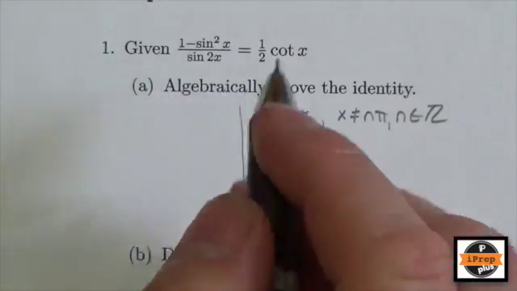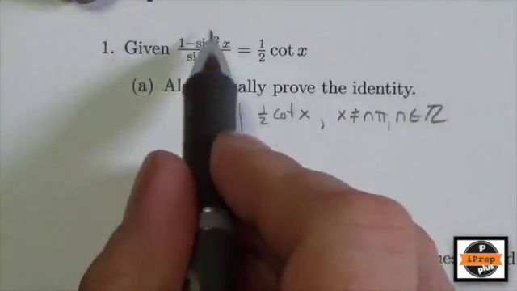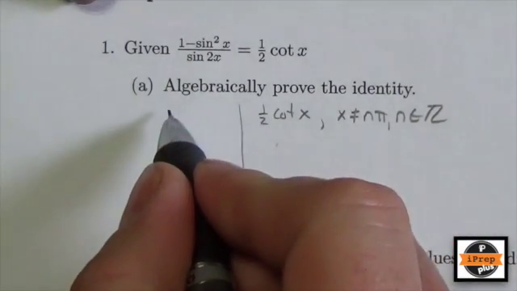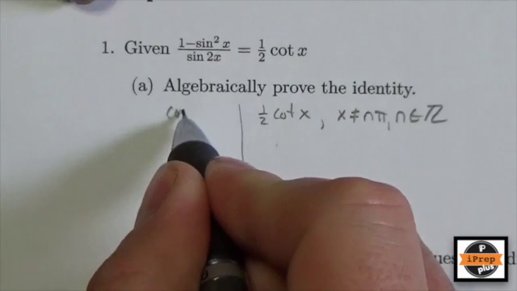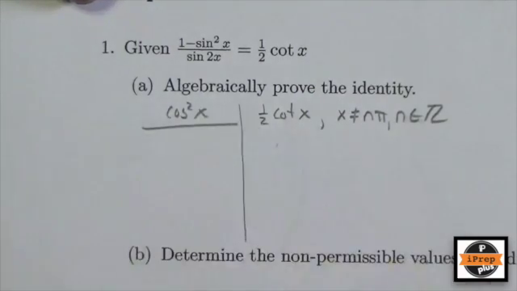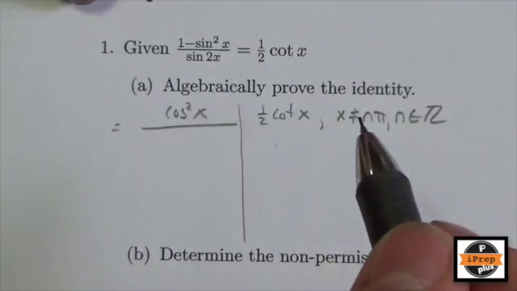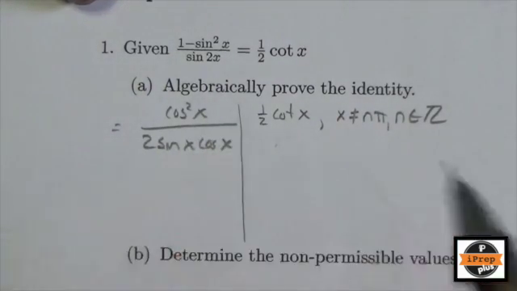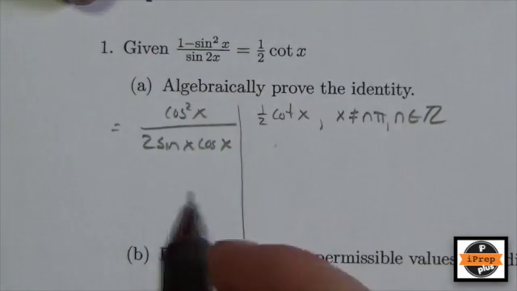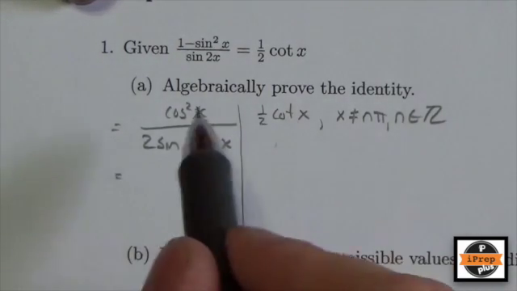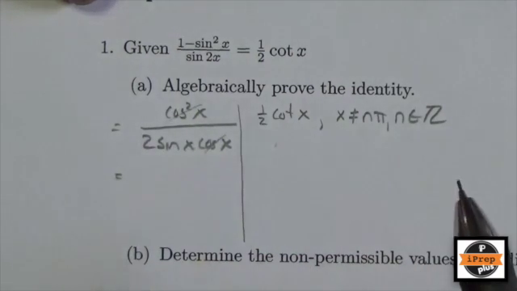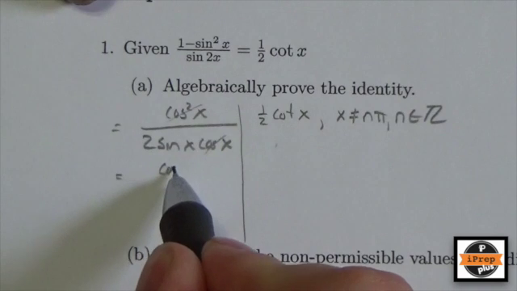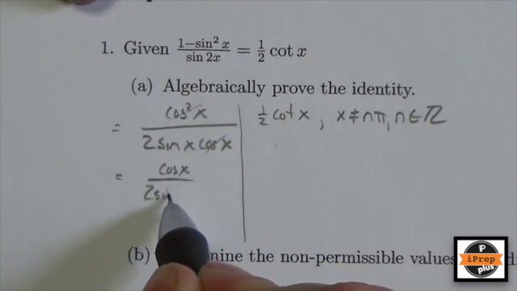Actually, we've got a couple of identities that pop out immediately at us. Notice that the numerator is a Pythagorean identity. 1 minus the sine squared of x is going to be equal to the cosine squared of x. And the sine of 2x is 2 sine x cosine of x. Now, on the left-hand side, there's a common cosine there that I can cancel, and this becomes cosine of x over 2 sine of x.